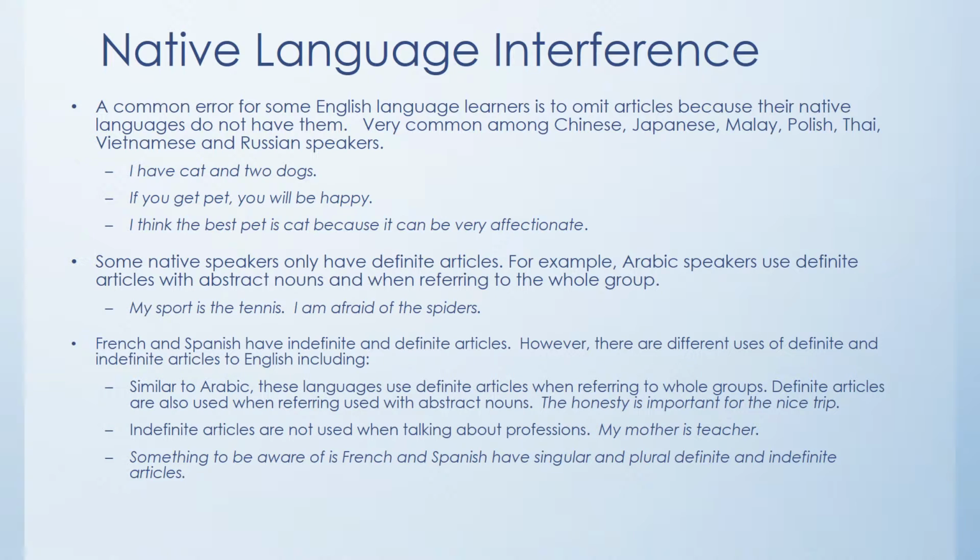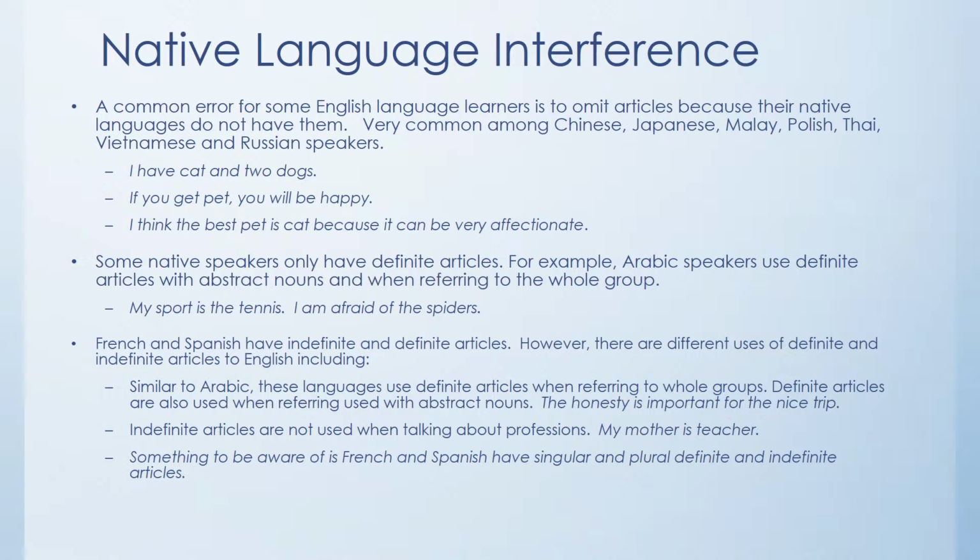Also, some native speakers only have definite articles, and those would be Arabic speakers. Now they use definite articles with abstract nouns and when referring to the whole group. For example, for them it's correct to say, I am afraid of the spiders, instead of what we English speakers would say, I am afraid of spiders. They add that definite article in front of the group of spiders, all spiders.